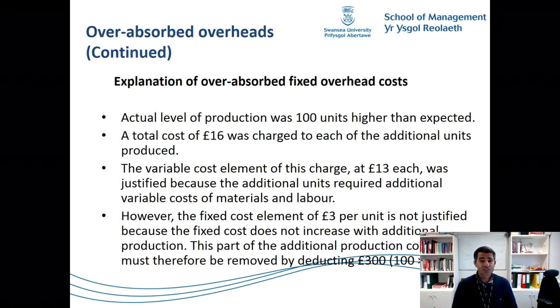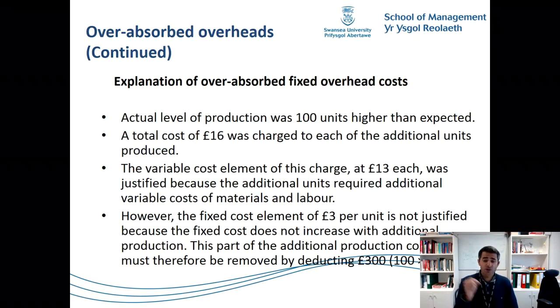If we produce an extra 100 units, we justify the £13 because variable costing, including material and labor, was needed. It was justified because the additional units required additional variable cost of material and labor. We don't have any problem. We don't argue here, but the argument is about the £3 of fixed cost element. That is not justifiable, right?